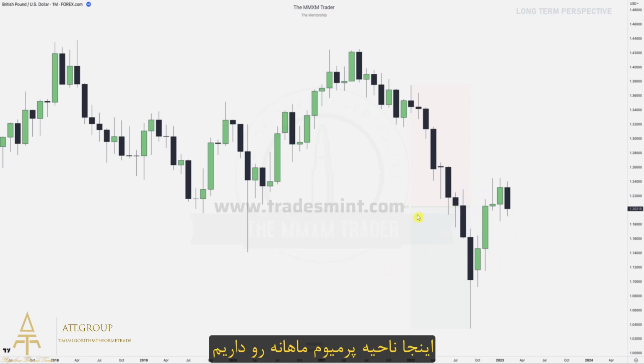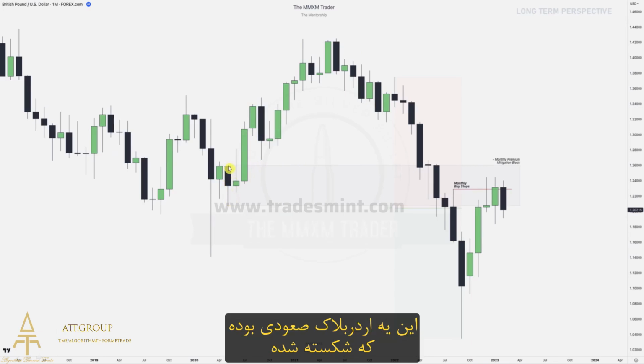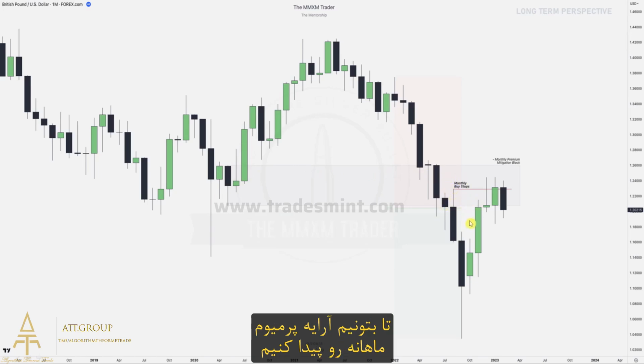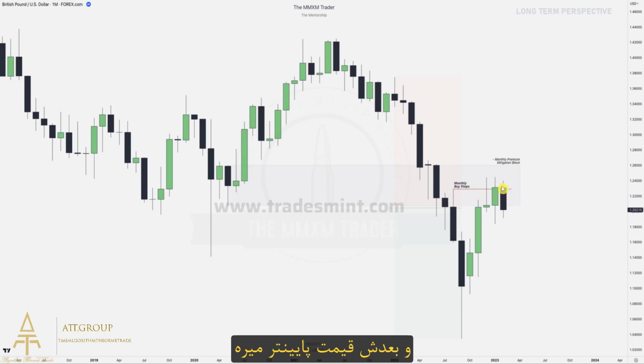Now, what did we do over here? Monthly premium. Can we spot something else? We've got that mitigation block, right? This should have been a bullish order block which got violated. And now we're using that on the sell side of the curve to look for a monthly premium level. Now we raid those buy stops over here on the monthly and then decline lower.